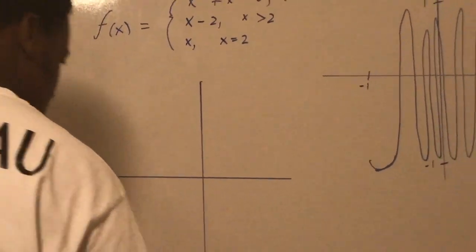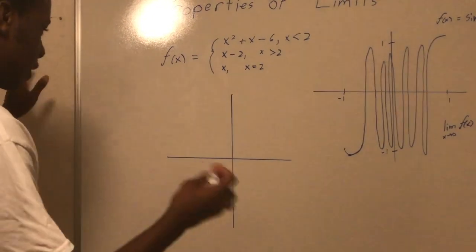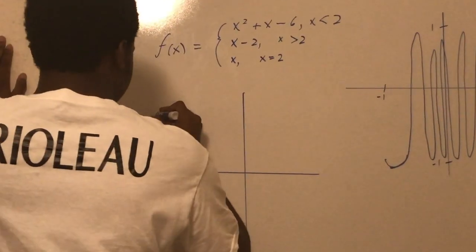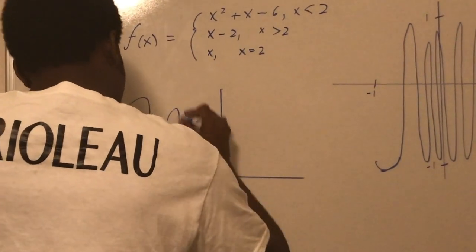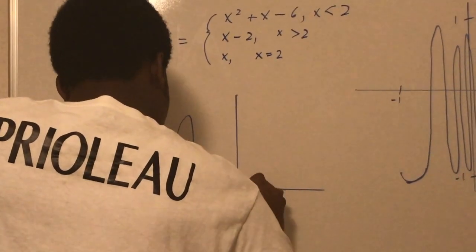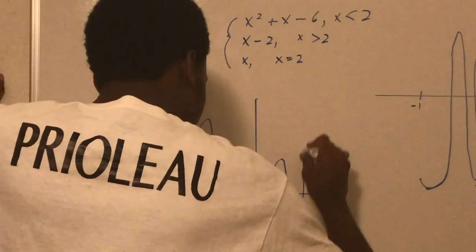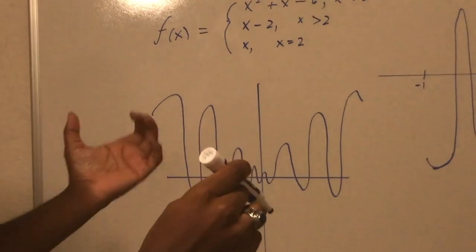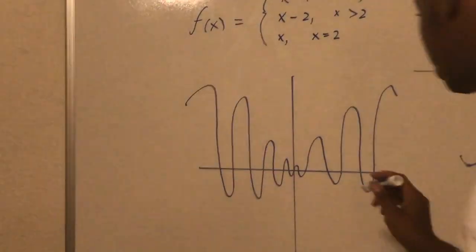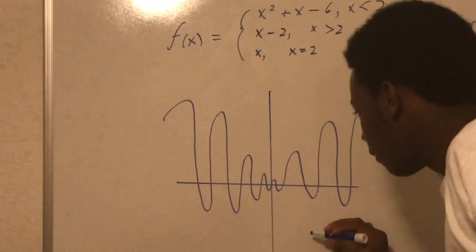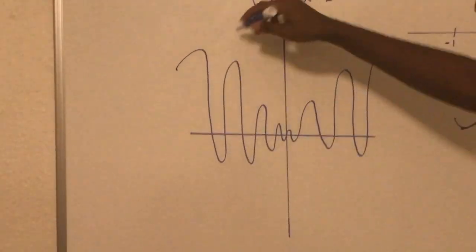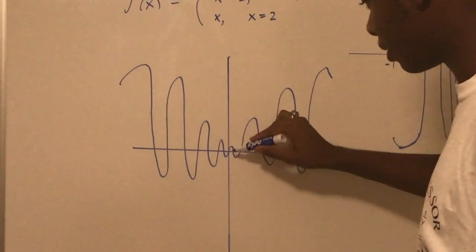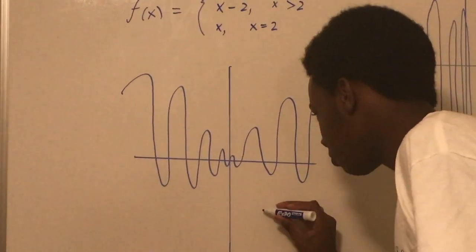So this function won't have a specific equation, or at least none that I know of. But if we had something that looked maybe like this, then we would have a limit at x equals 0. Because as we can see, the curves are getting smaller and smaller as they approach that limit, which in this case would be 0.